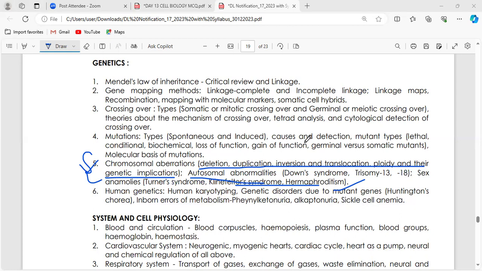Okay, biochemical means that if any mutation has occurred metabolically, that is a biochemical mutation, and loss of function and gain of function will be important things. And if the mutation happens in the germ cells or the reproductive cells, that will be the germinal mutation. Okay, and if it occurs in the body cells, that will be a somatic mutation. Right?